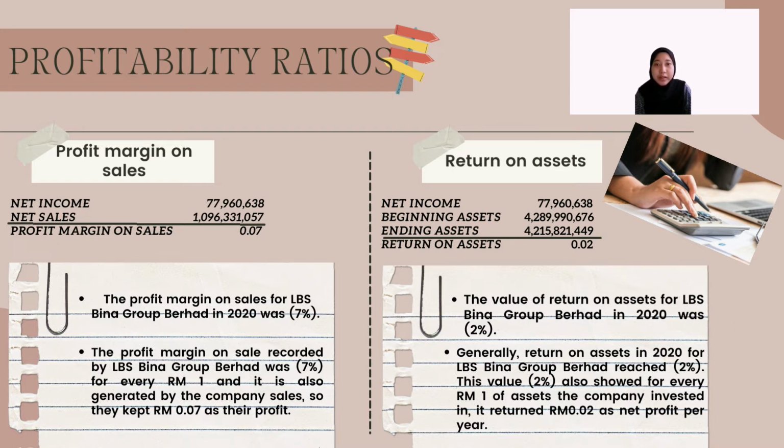The value of return on assets for LBS Bina Group Berhad in 2020 was 0.02 or 2%. Generally, return on assets in 2020 for LBS Bina Group Berhad reached 2%. This value of 2% also shows that for every RM1 of assets the company invested in, it returned RM0.02 as net profit per year.